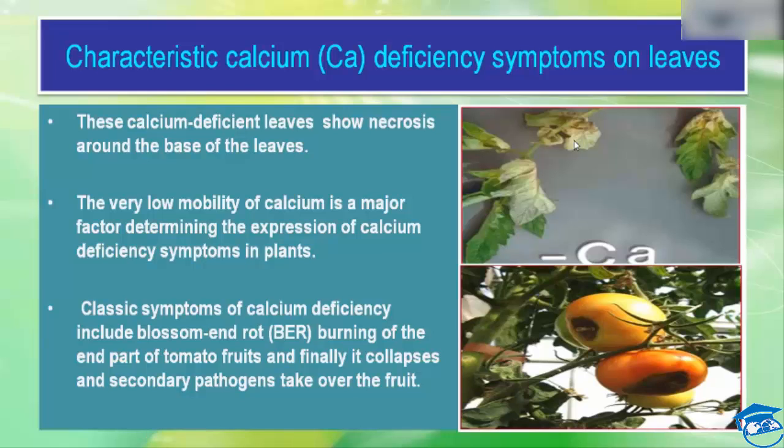Classical symptoms of calcium deficiency include blossom end rot, that is BER, burning of the end part of the tomato fruit. See, this is the burning part of the tomato fruit which has occurred due to the deficiency of calcium in it. And finally it collapses and secondary pathogens take over the fruit, students. So this was the calcium deficiency symptom on leaf and fruit, students.